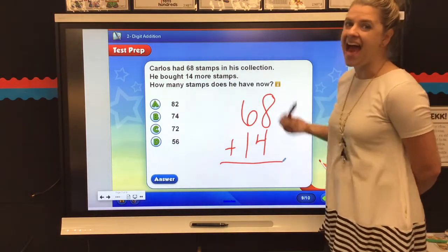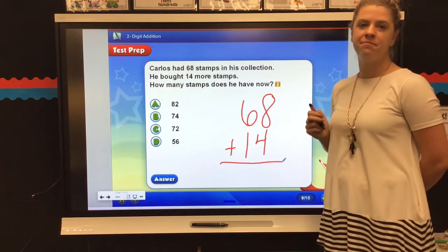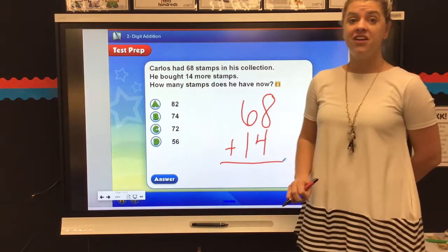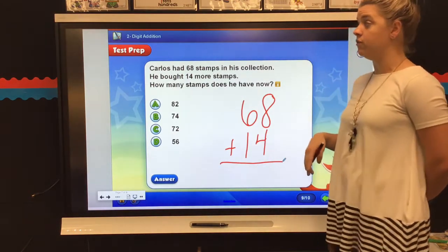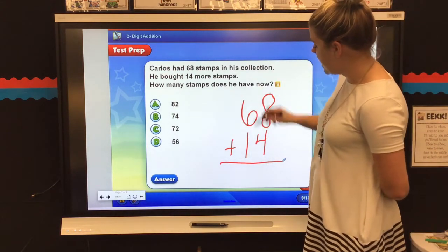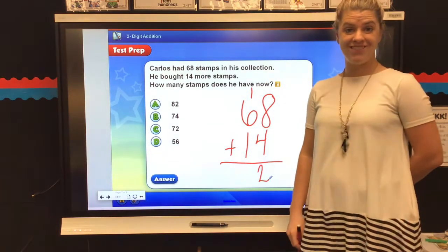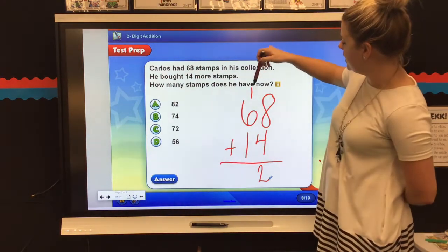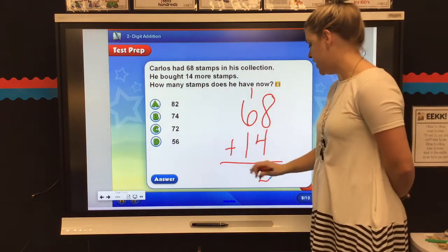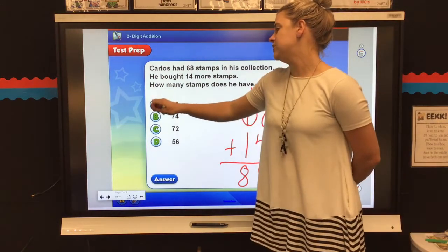Step 1, add the ones. 8 plus 4. A little bit of thinking time. 8 plus 4 equals 12. Very good. This is just like the last one we did when we ended with 12. We know we have enough to regroup. So we're going to regroup 12, and we're going to write it differently as 1 ten and 2 ones. Very good. Now we're going to add our tens. 1 plus 6 equals 7, and 7 plus 1 equals 8. So Carlos has 82 stamps.